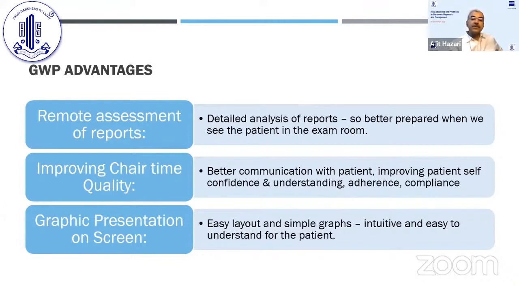As a result, we save a lot of chair time, and it also improves the quality of chair time. So this results in better communication with the patient. And as a result, the patient's self-confidence improves, and the patient's understanding of their condition improves. This results directly in better adherence and compliance to therapy. And the added advantage is that the graphic presentation on the screen is very intuitive and has an easy layout with very simple graphs. So this is very easy for the patient to understand.